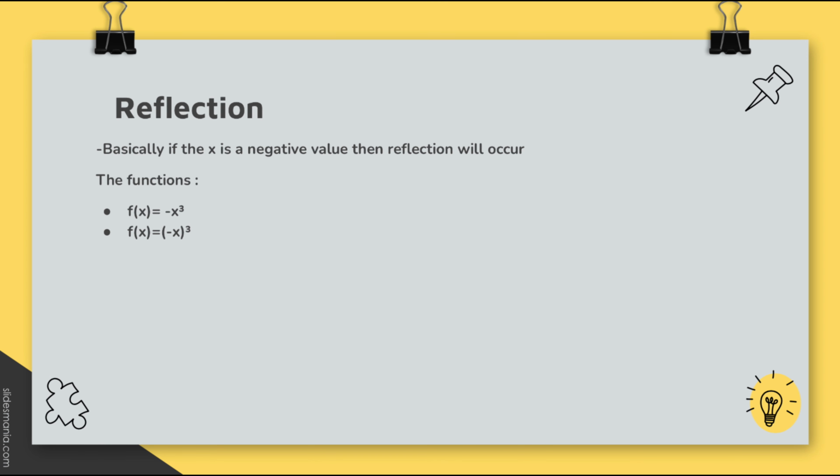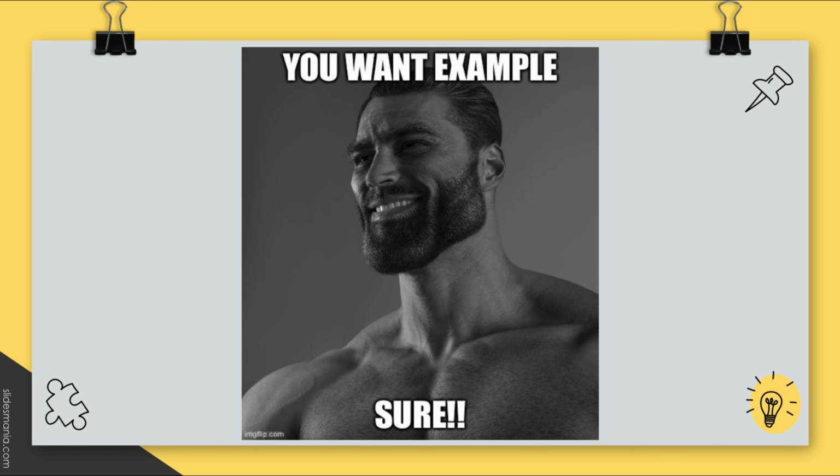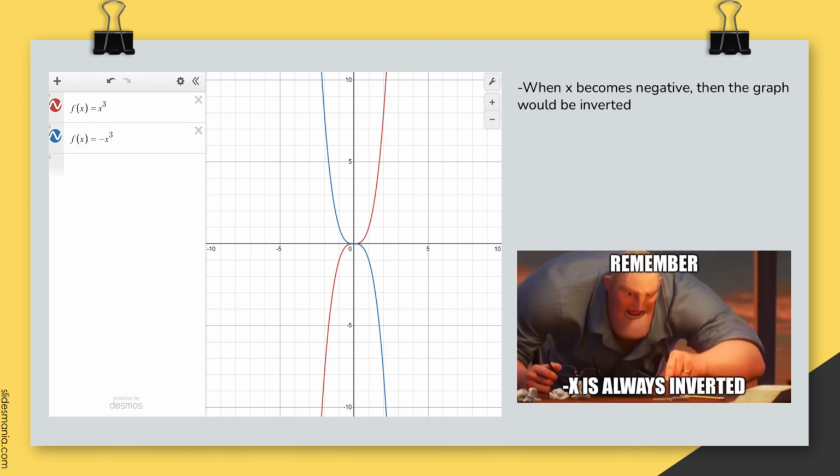Now, we are going to talk about reflection. What is reflection? Reflection is like a mirror, where it will move to the opposite way, but is still the same. So the function of reflection is just simple because it is negative x to the power of 3. Here are some examples. So we can see that when x is negative, then the graph will be inverted.